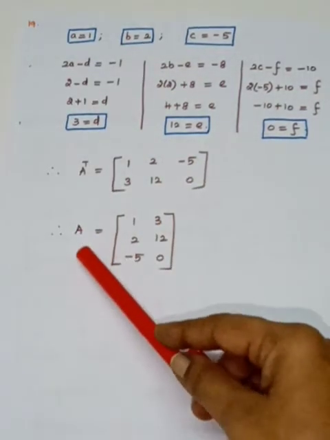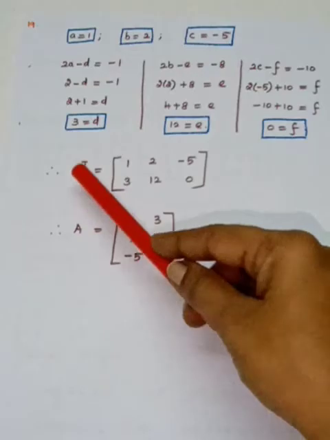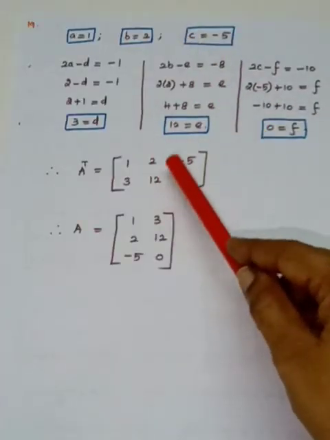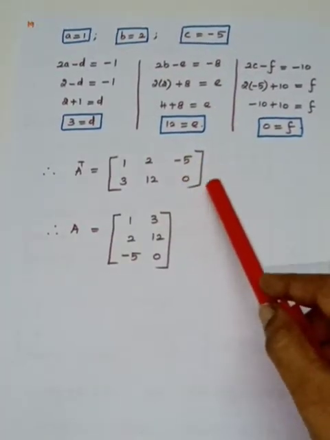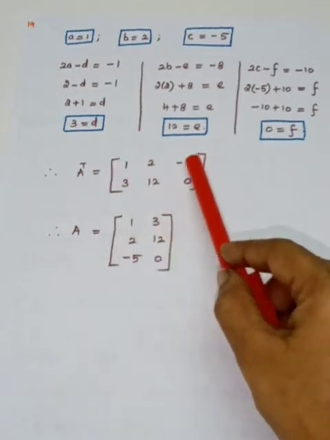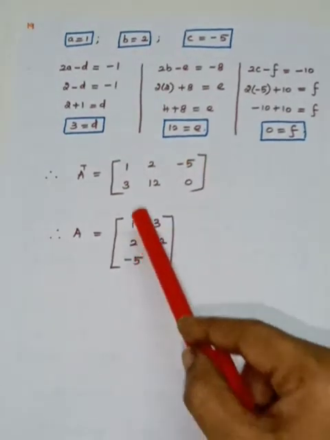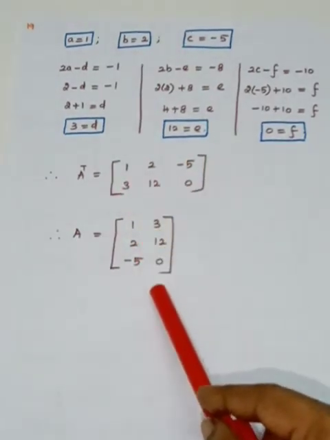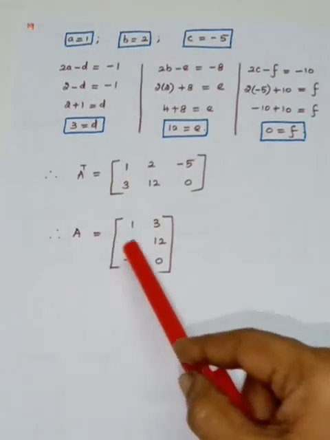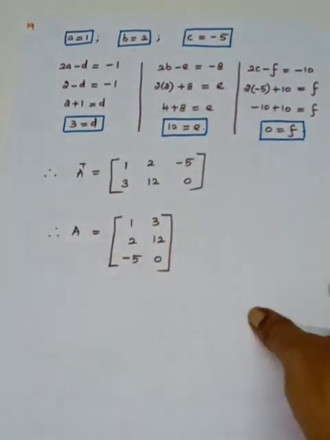So A means how we can write A transpose, the whole transpose. This has to be transposed. So take the first row and write it as the first column. Take the second row and write it as the second column. So this is the A matrix we have found.